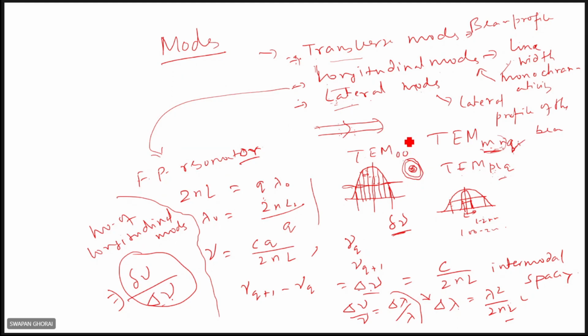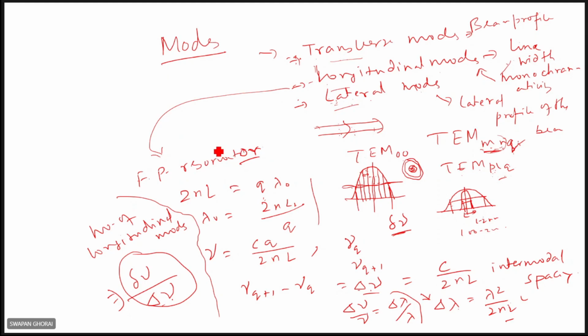Okay, so in lasers we generally have two types of modes: transverse modes and longitudinal modes, right? These modes determine the spatial coherence as well as the temporal coherence. Temporal coherence is determined by the longitudinal modes. Spatial coherence is determined by the transverse or lateral modes.